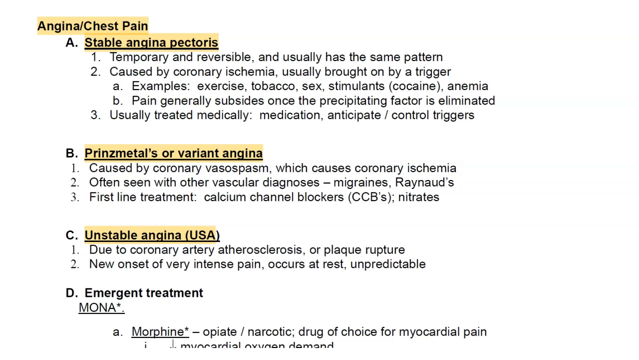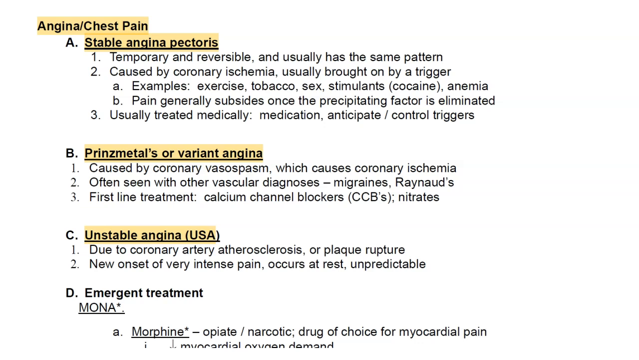Now, Prinzmetal or variant angina, this is actually more of vasospasms of the coronary arteries, which can then lead to coronary ischemia. So this is often seen with patients who already have some sort of disease processes related to vasospasms. So migraines and Raynaud's tend to co-occur with Prinzmetal or variant angina.